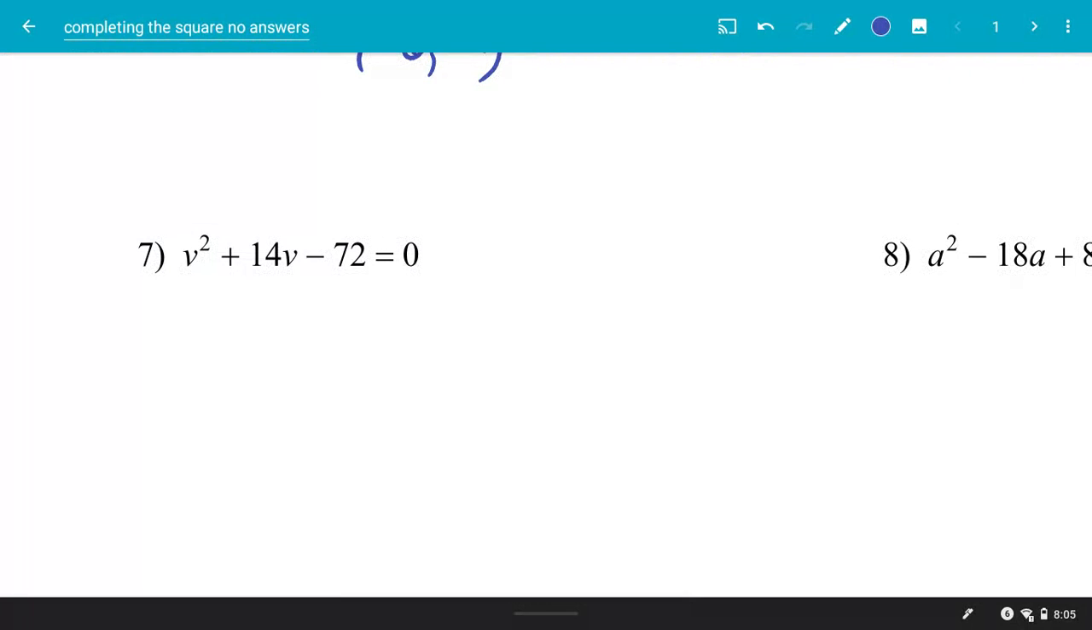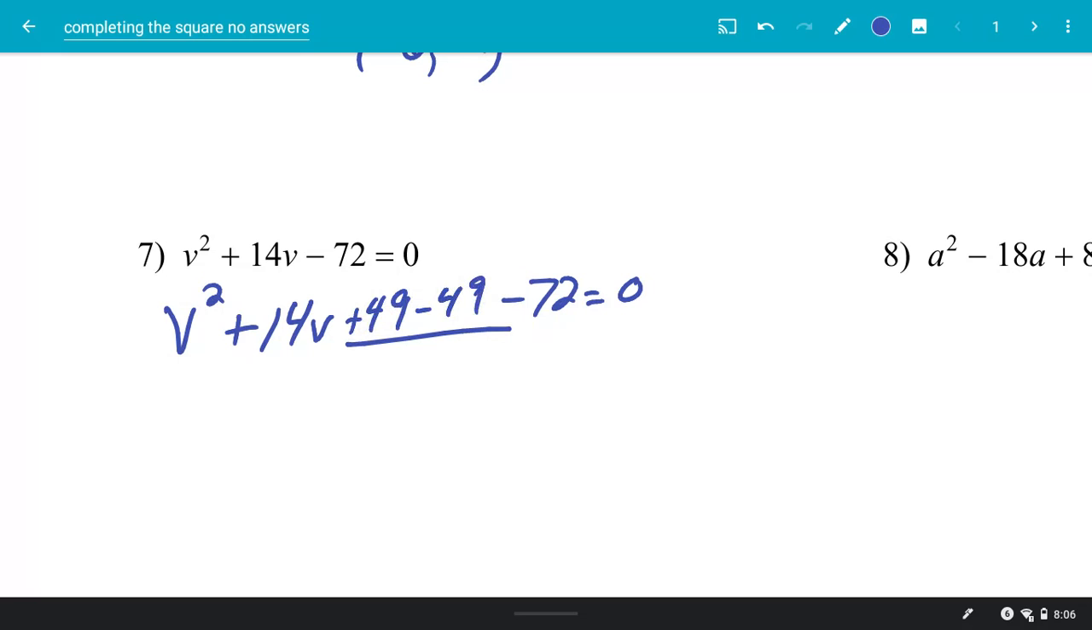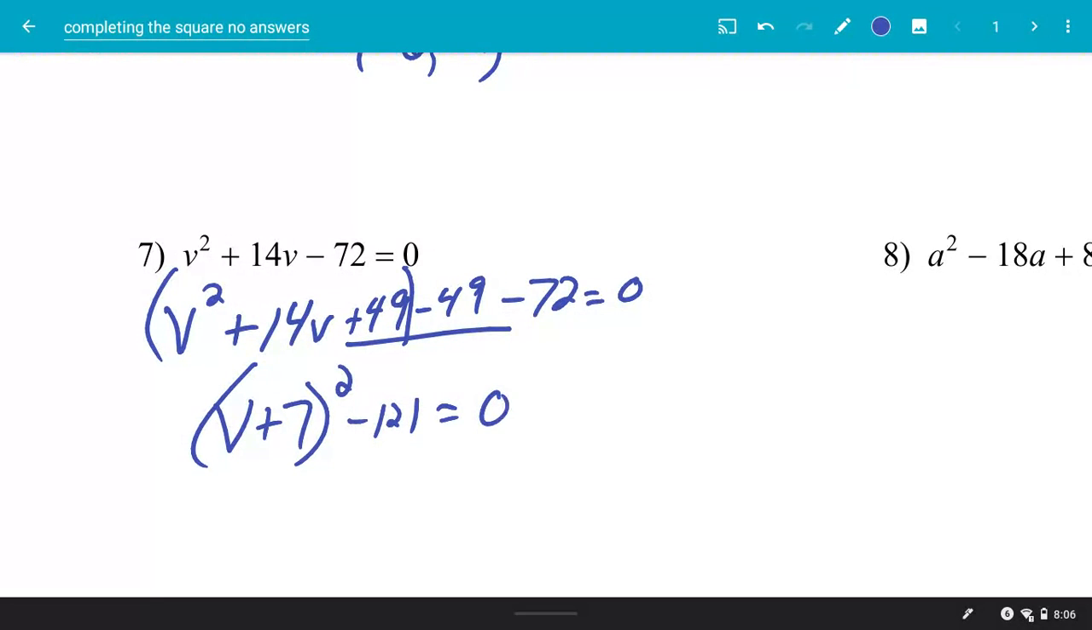Number 7. v squared plus 14v, space, minus 72 equals 0. 14 divided by 2 is 7. 7 squared is 49. So plus 49 minus 49. There's my perfect square, v plus 7, quantity squared, minus, that's a big number there, 121 equals 0. So my vertex is -7, -121.